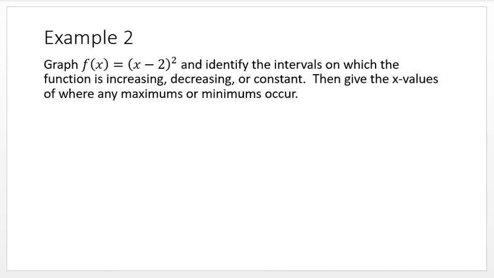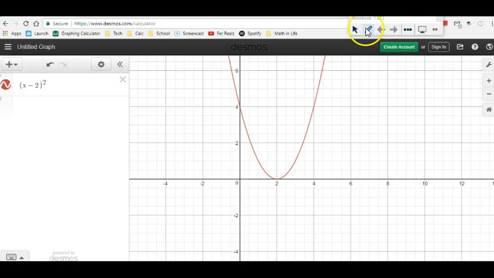Here's another example asking us for the intervals where the function is increasing, decreasing, and constant, and to again give the x values of where the maximums and minimums occur. They didn't provide us with the graph on this one, so don't forget that you might want to use the Desmos graphing calculator to draw the shape and then use that for reference. So here you can see that I've typed that equation, y equals x minus 2 squared, into desmos.com/calculator.